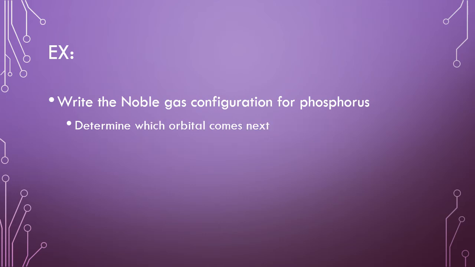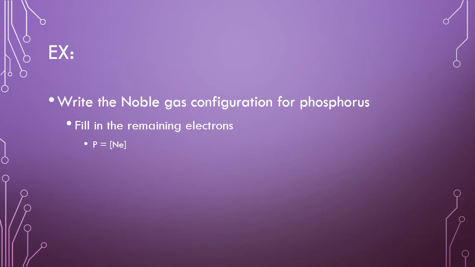The next thing is to determine what orbital will come next, because we have to represent the electrons that are different between neon and phosphorus. Since neon ended with 2p, the next orbital that should be filled is 3s, and so the remainder of the configuration for phosphorus will start with 3s.